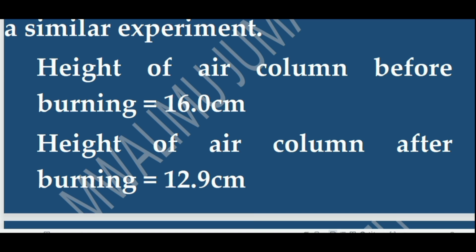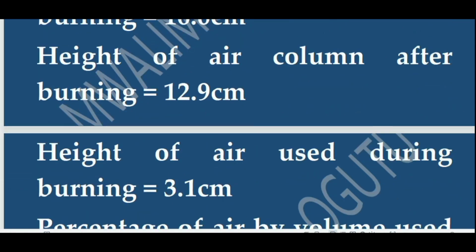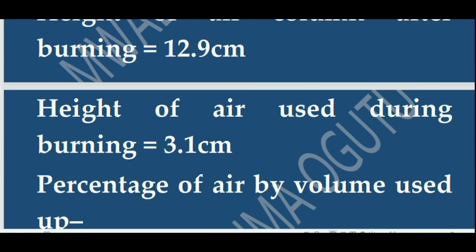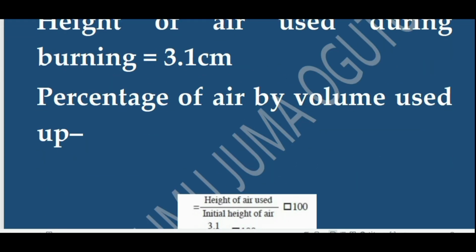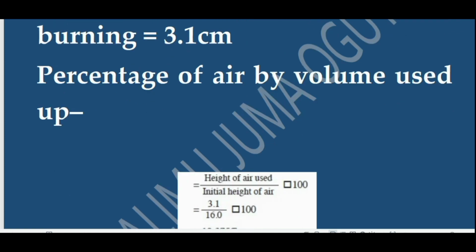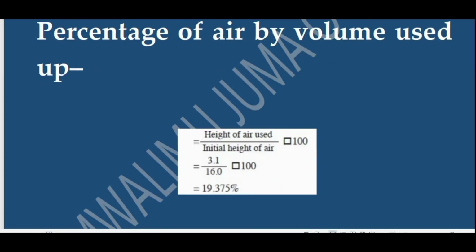After carrying out the experiment, we find that the sodium hydroxide has gone further to cover the space that has been left by the air that was used for combustion. The height of air used during burning is obtained by subtracting 12.9 centimeters from 16 centimeters, which gives 3.1 centimeters. The percentage of air by volume used is the height of air used over the initial height of air, multiplied by 100, which gives 19.375%.